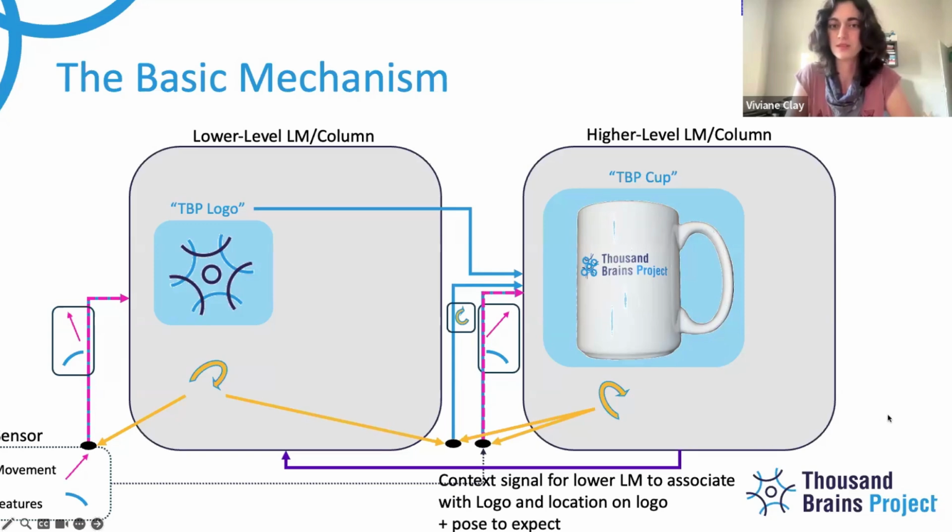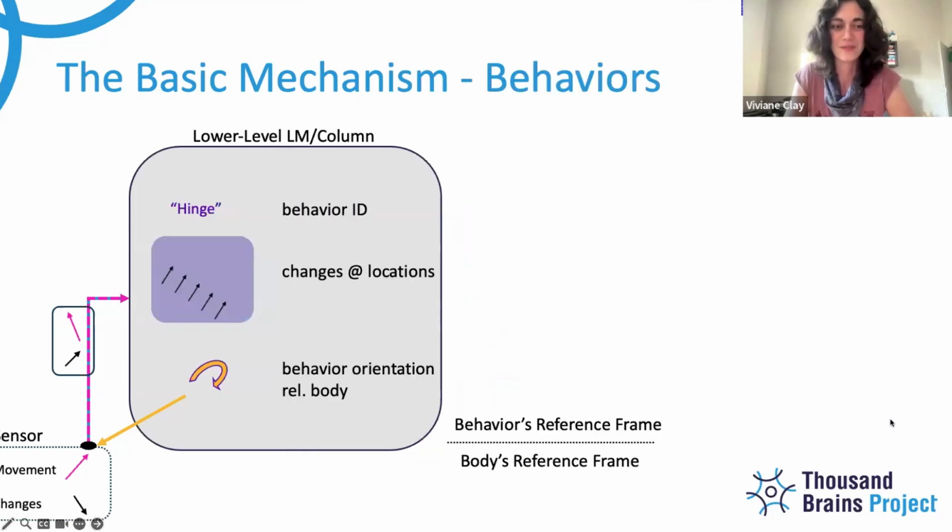Any other questions on this one? Okay, then now to behaviors. I don't have to go into too much detail again, but it's basically the same image here, but the big change is that we get movement and changes instead of movement and static features as input.